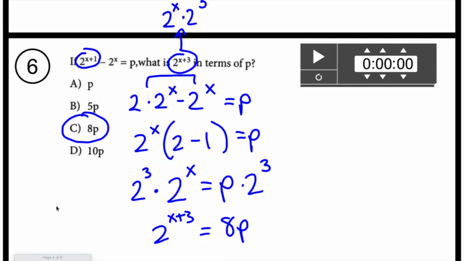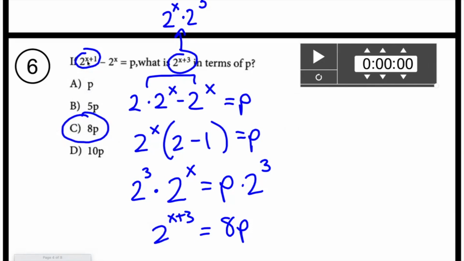I was just going to say, my mistake was I did the minus 2 to the power of x, and I thought that I could move the minus to the exponent, and I did x plus 1 minus x, so then I got it.